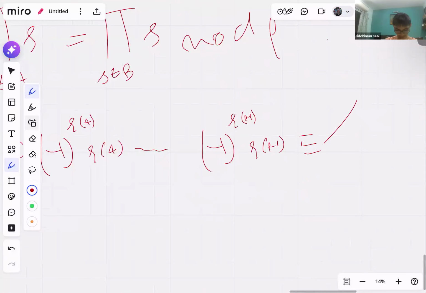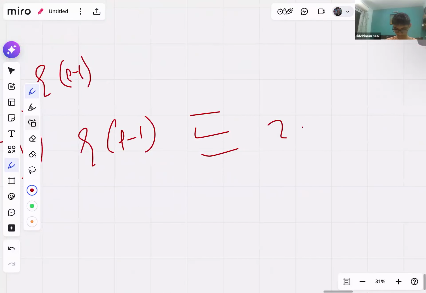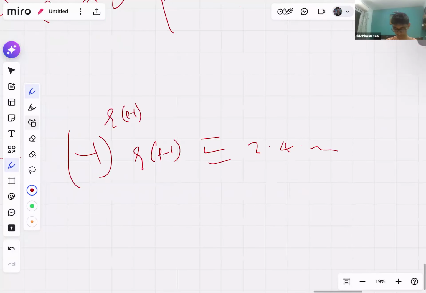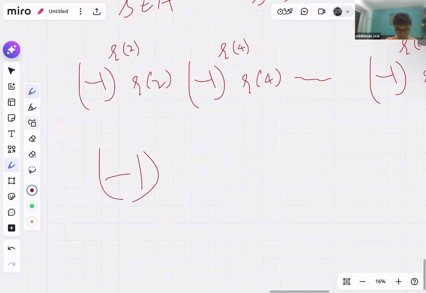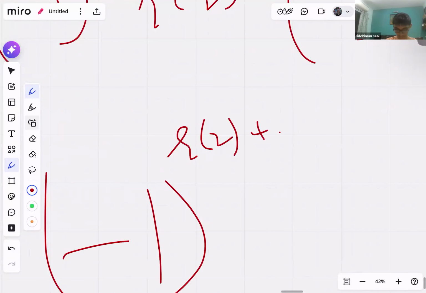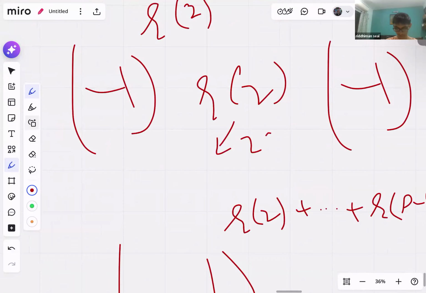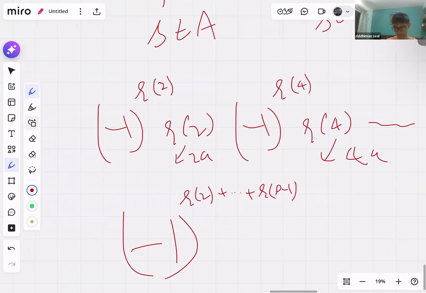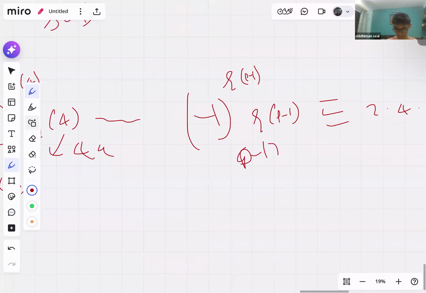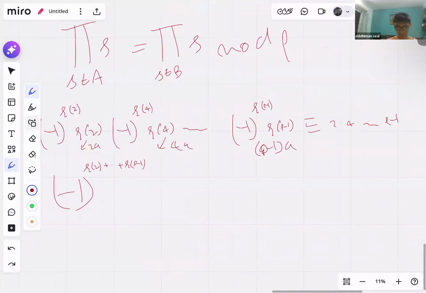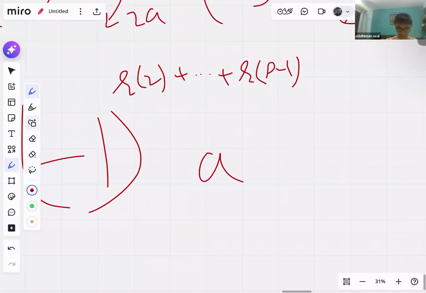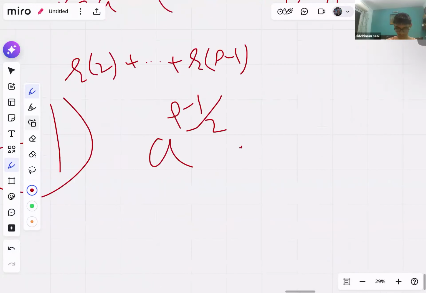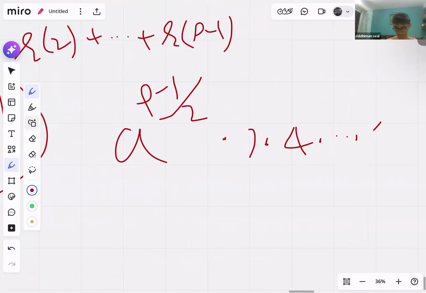This is congruent to the elements in set B, that is just 2, 4, dot dot dot, p minus 1. And if you take the minus 1 common, you sum all the powers, plus R of p minus 1. What is this? This is just 2a, this is just 4a mod p, and this is just (p-1)a. And how many of these do we have? We have (p-1)/2. So we get a to the power (p-1)/2 times 2 times 4 times dot dot dot times (p-1).